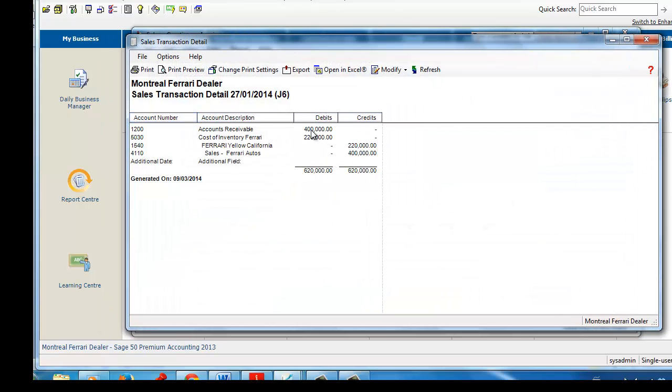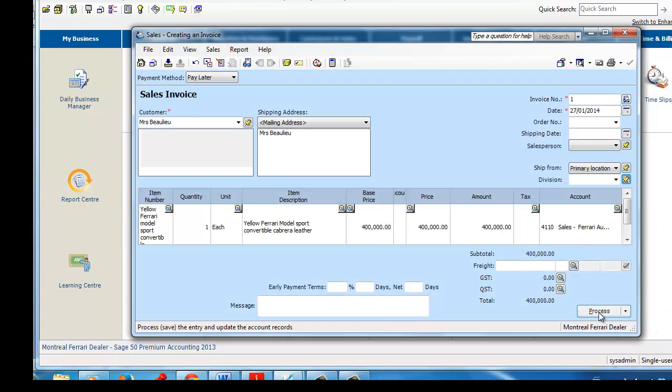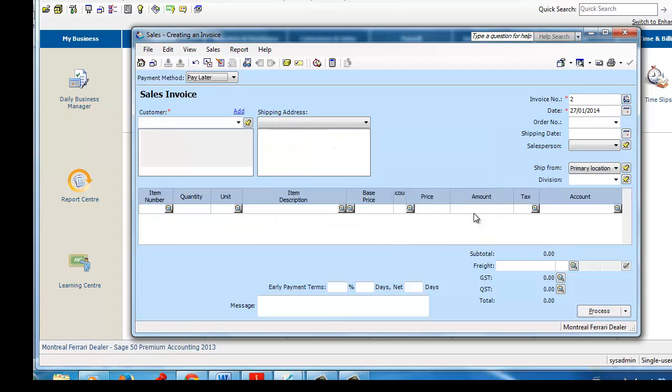It will set up the accounts receivable of $400,000 and credit the sales auto $400,000, and it will record a cost of inventory Ferrari $220,000 and reduce the inventory on our balance sheet by $220,000. Exactly what the manual system will do. But the electronic system, the moment you enter process, look what it also does.